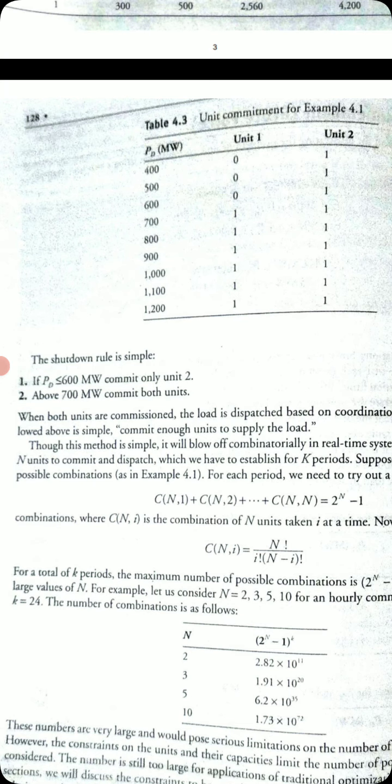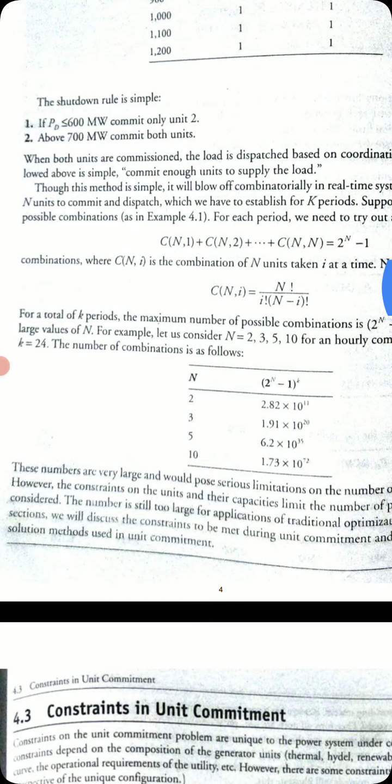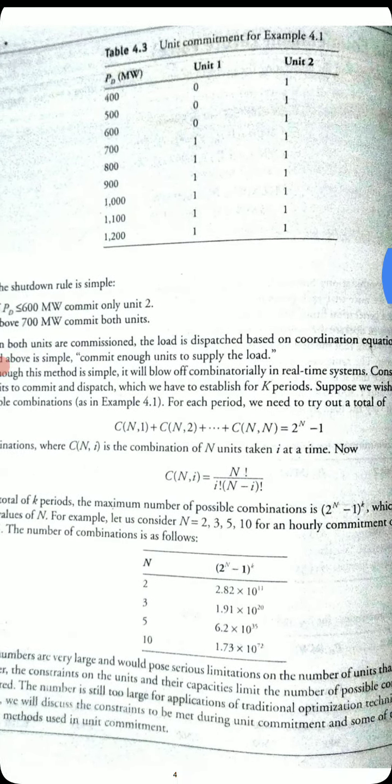The rule is very simple. If the demand is 700 megawatt or above, both units should be committed. If it goes below 600 megawatt, commit only unit 2. So this is the unit commitment problem.